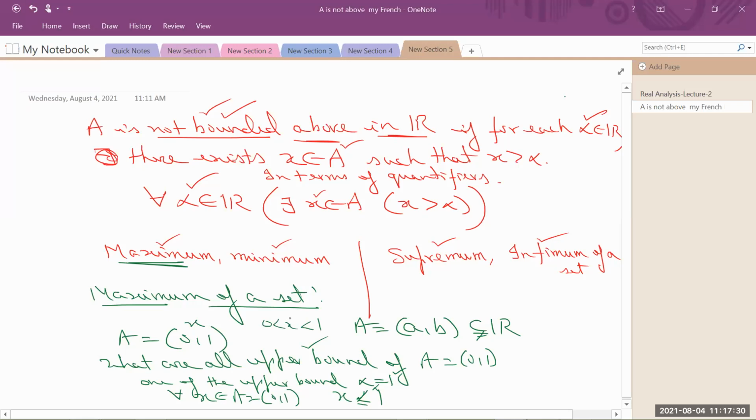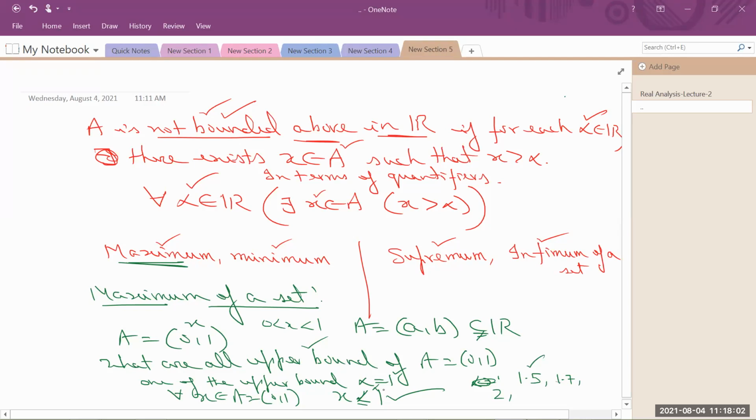So clearly every element lying in between the open interval 0, 1, excluding 0 and 1, is strictly less than 1. This satisfies the definition: x is less than or equal to 1. So 1 is an upper bound. Tell me any other upper bound. Alpha equal to, say, 1.5 is also an upper bound. 1.7 is also an upper bound. 2 is also an upper bound, because every element of this set is less than or equal to 1.5. Every element of this set is less than or equal to 1.7.